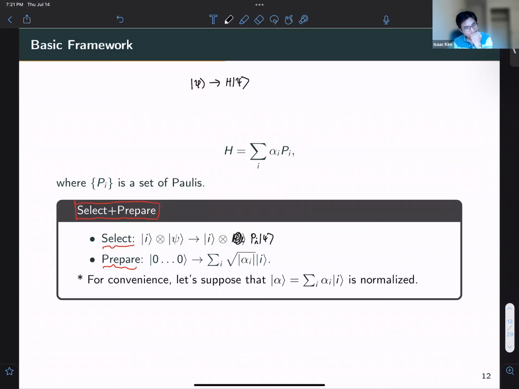Select, as you can see, is basically applying a conditional Pauli operation. You look at this first register, which you can think of as an index set. If the index is I, so let's say I is equal to 1, then I apply Pauli P1, the Pauli of my choice, to the state psi. If I is, let's say, 2, then I apply P2 to this psi. And prepare is basically preparing some version of the alpha state, so preparing some arbitrary quantum state.